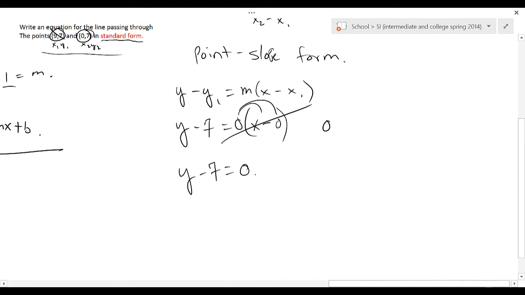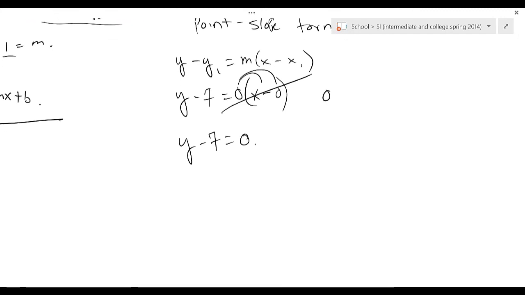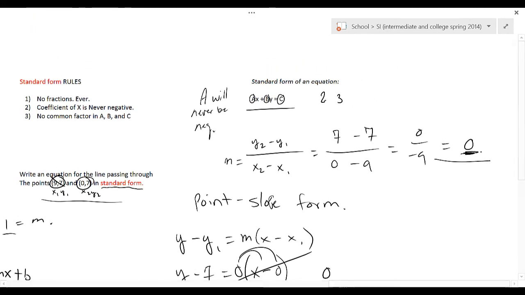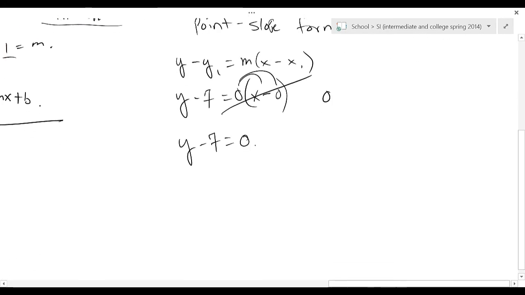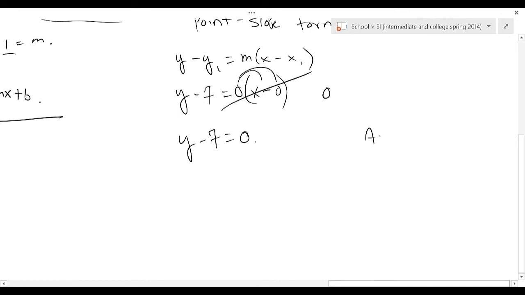And now I've got to go ahead and put this into standard form. Standard form. Well, the standard form is ax plus by equals c. So c has no letter. It doesn't have a y or an x. So 7 is our c. Let's get that on the other side of the equal sign. So we've got y equals, add 7, we get 7.